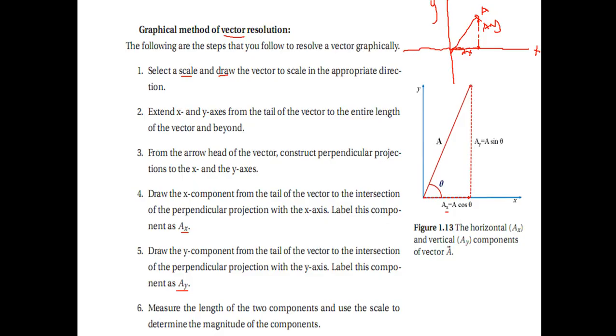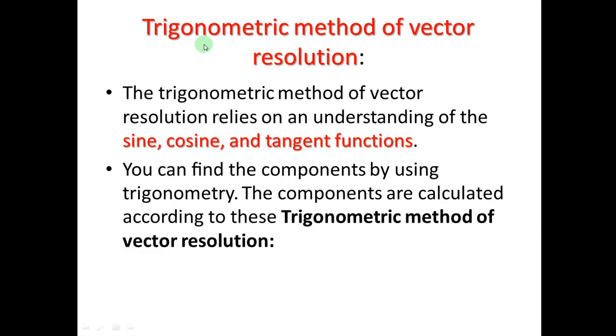So to find ax and ay you can use the trigonometric function. How you are going to use the trigonometric function: the second method of vector resolution is the trigonometric method. When we work on the trigonometric method, I will show you how we are going to use the sine, the cosine and the tangent function to find the components ax and ay.